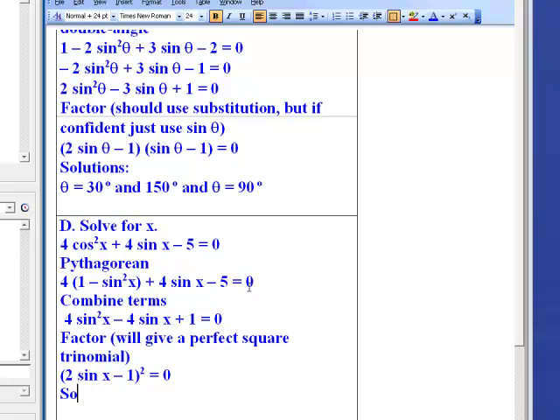Okay, which means that the solutions are x equals plus 1 over 2. So that puts us at 0.5, or reference angle of 30 degrees. And actually I'm supposed to be in radians, so it'll put us at pi over 6, and the other one is 150 degrees, so it'll put us at 5 pi over 6. So pi over 6 and 5 pi over 6. Okay.